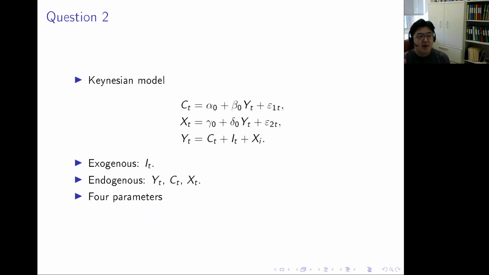In this question, I wanted to show you, the model I give you is the Keynesian model. It is pretty simple, and one of the most important models in macroeconomics. It has a long tradition, so it is easy to see what's going on. But I wanted to show you, actually, it is not that easy to estimate, to handle the endogeneity generated by the simple Keynesian model.